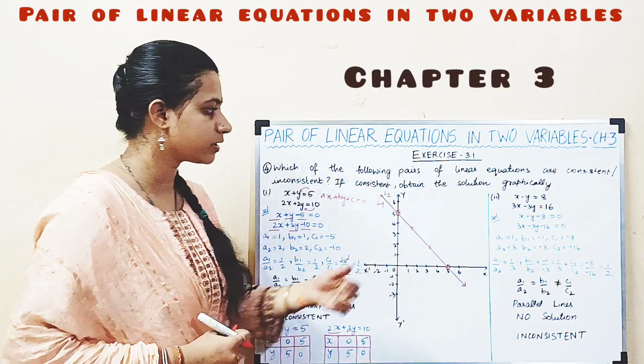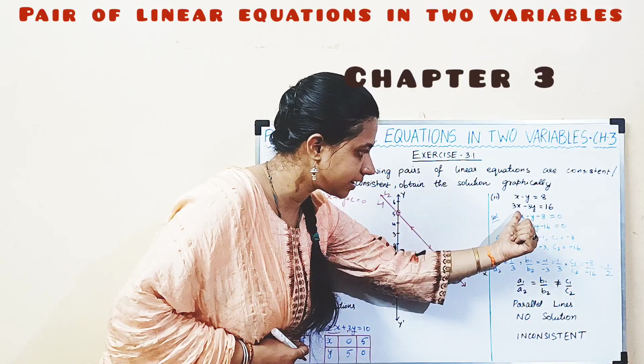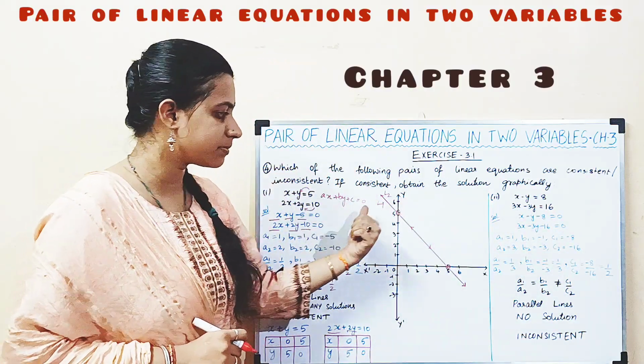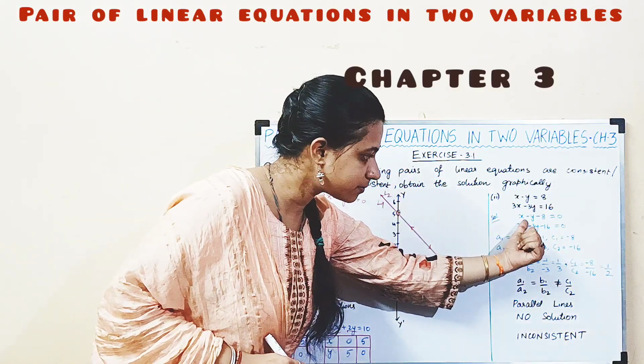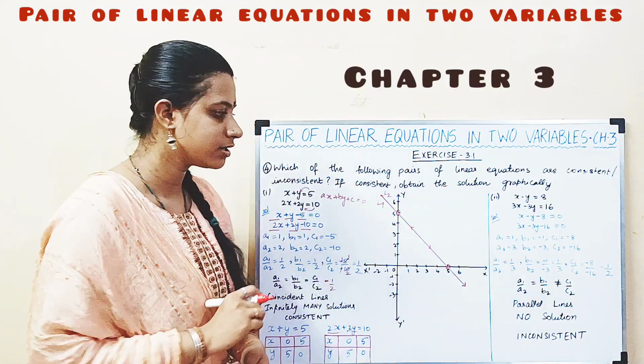Okay. Now let's move on to the second subdivision. The equations given are x minus y is equal to 8 and 3x minus 3y is equal to 16. Okay. First we will bring it to the form ax plus by plus c equal to 0. So x minus y minus 8 equal to 0 and 3x minus 3y minus 16 is equal to 0.